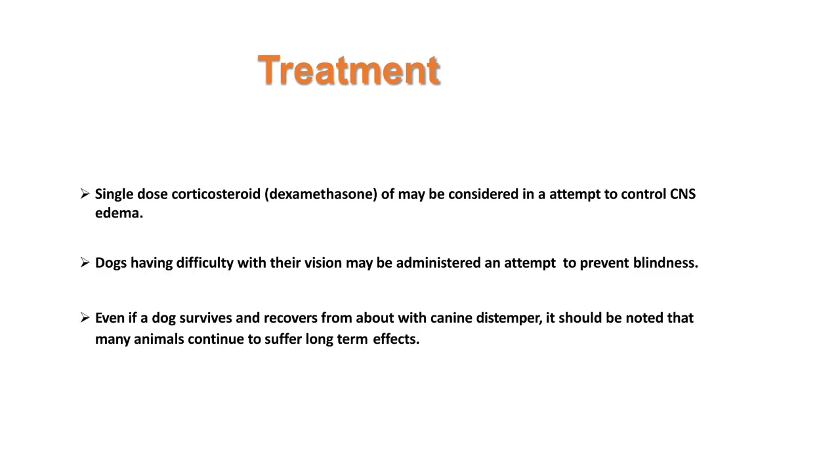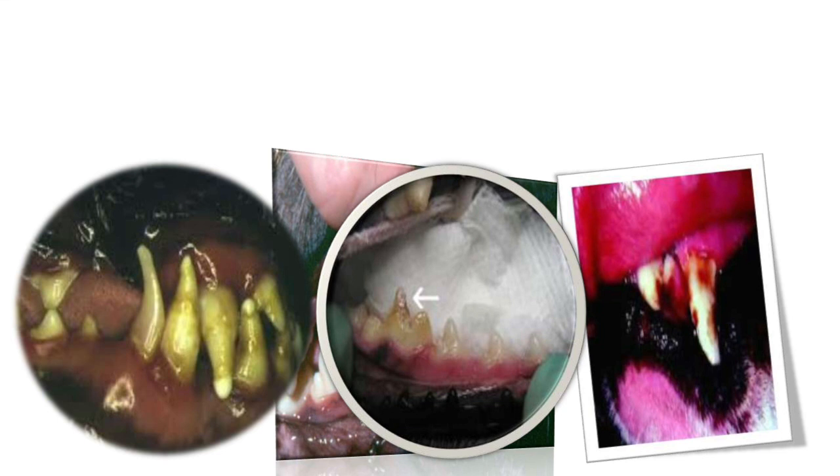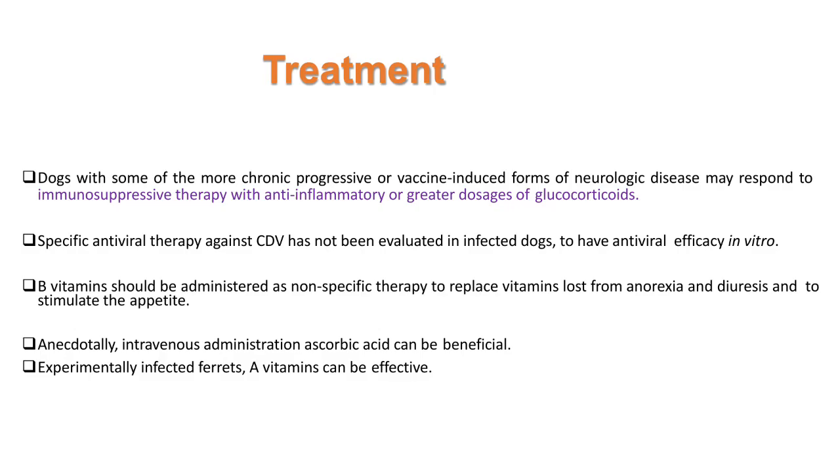A single dose of corticosteroids can be administered in an attempt to control the CNS edema. This can also be administered to overcome the difficulty with vision and blindness. Even if the dog survives and recovers from canine distemper, the symptoms and signs may prolong for a long time. Here you can see some long-term symptoms in a dog with teeth discoloration. Dogs with the more chronic progressive or vaccine-induced form of neurological disease may respond to immunosuppressive therapy and anti-inflammatory or greater doses of glucocorticoid.